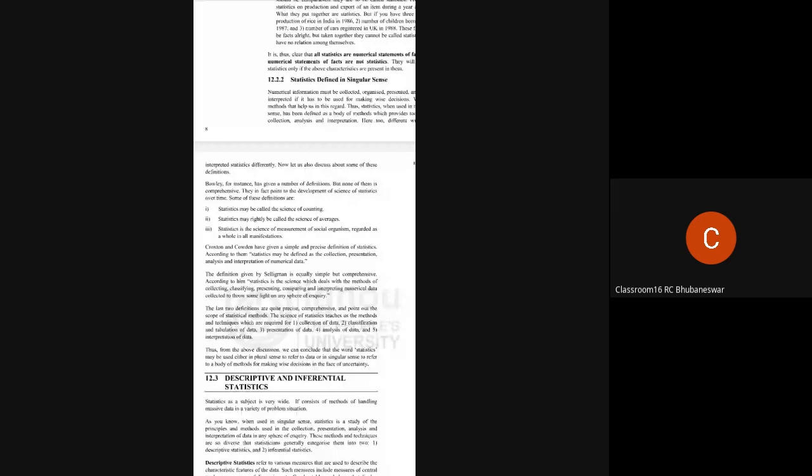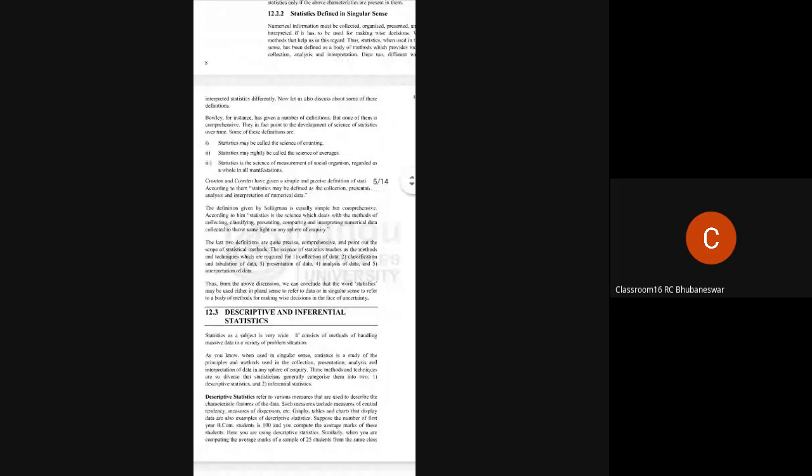So statistics may be defined as the collection, presentation, analysis, and interpretation of numerical data. Okay, so this is the simple explanation given by Croxton and Cowden, that it is the collection. After collecting the data, it is presented in a particular form. Either it may be presented in a tabular form, or pie or charts are there.